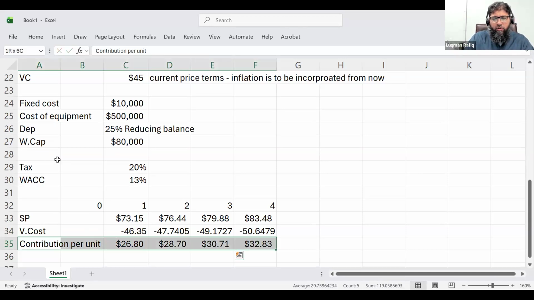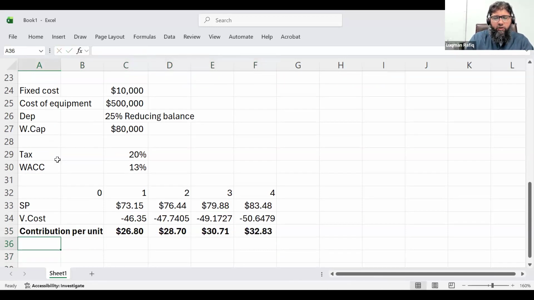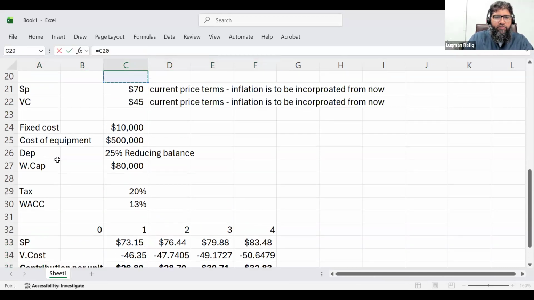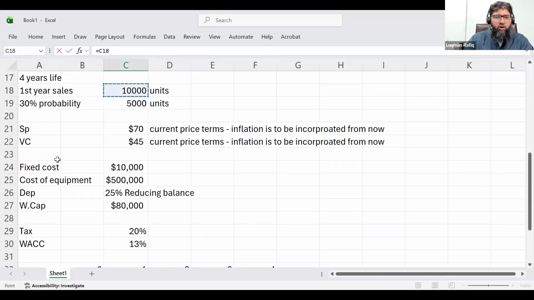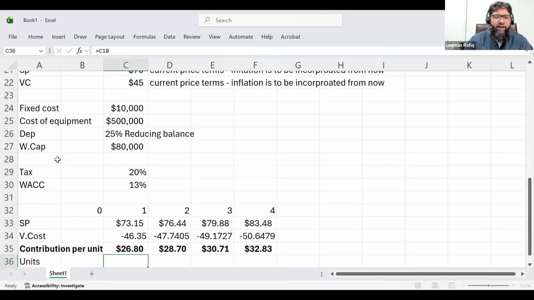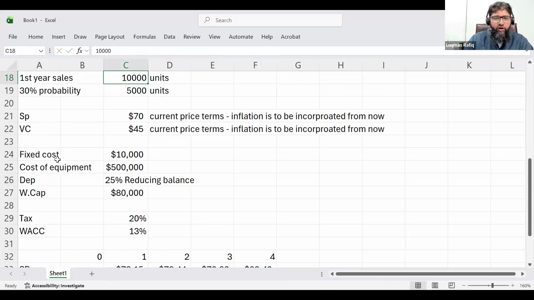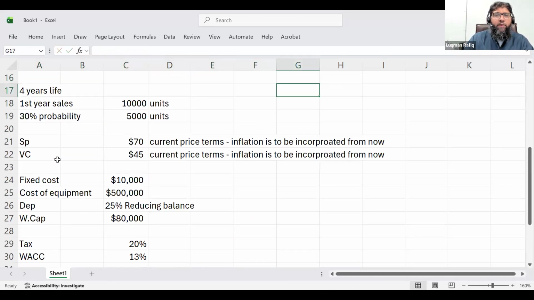Now, when we talk about the contribution per unit, you have got the number of units also. The number of units are going to be what? I need to actually do some working for the number of units. For time period 1, it's 10,000. And then for time period 2, 3, and 4, time period 2 till 4.